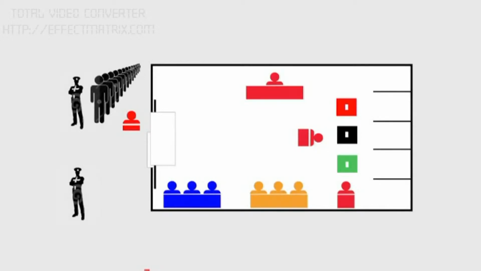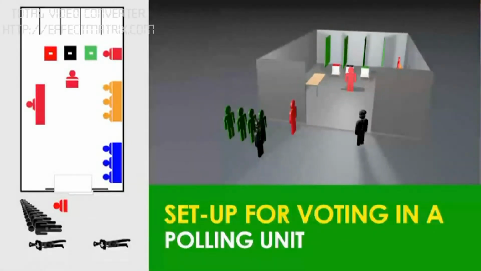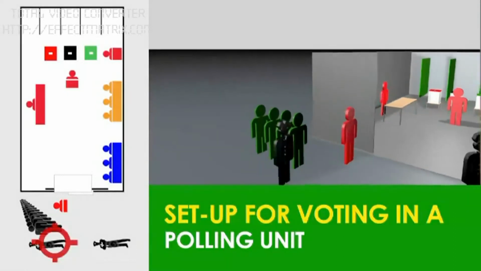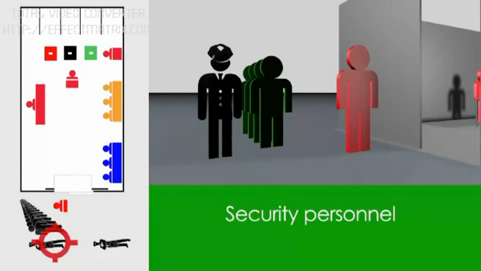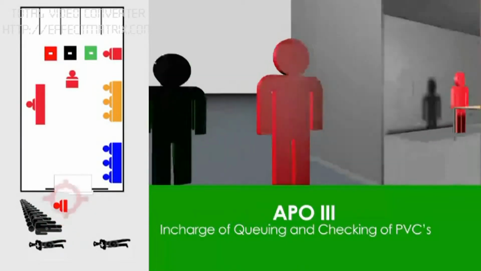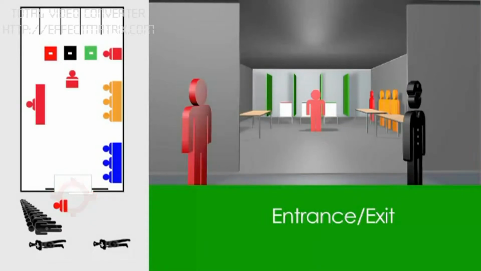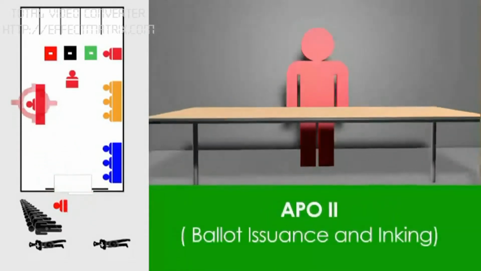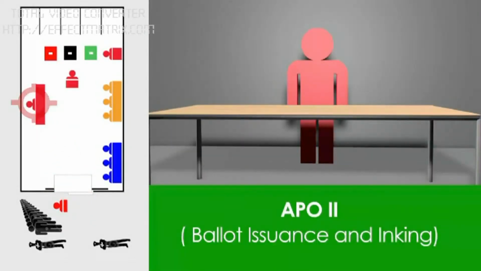This is a setup or layout for voting in a stand-alone polling unit. Here, we have a security personnel for security in the polling unit. This is the APO3 in charge of queuing. This is the entry and exit point. Here is the APO2 ballot paper issuance and inking.